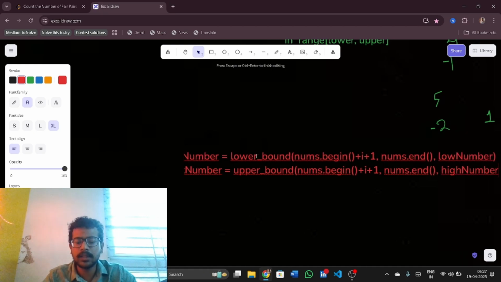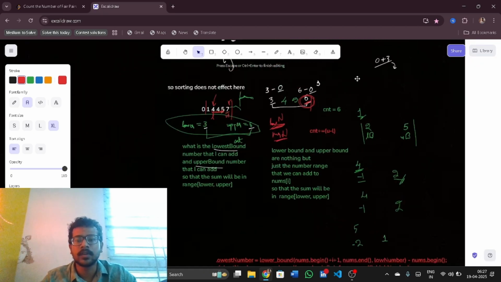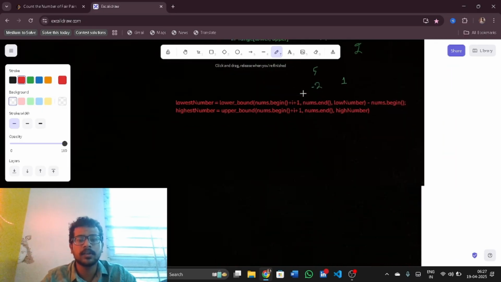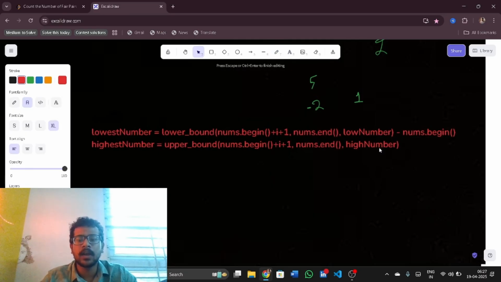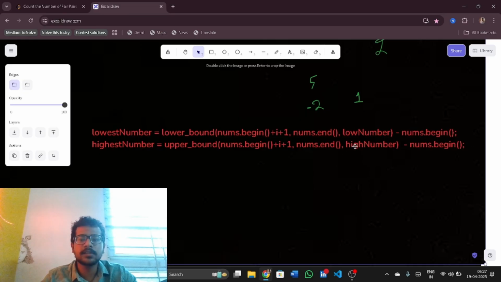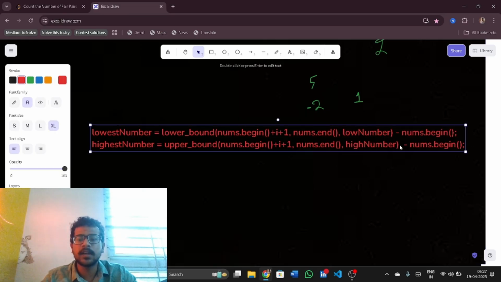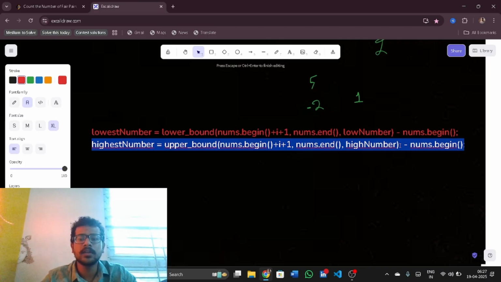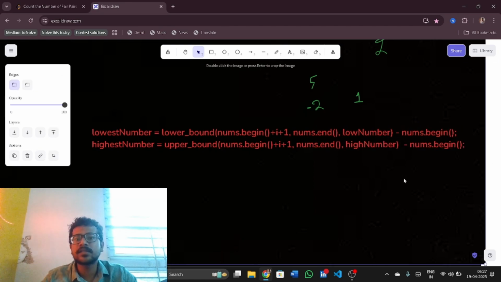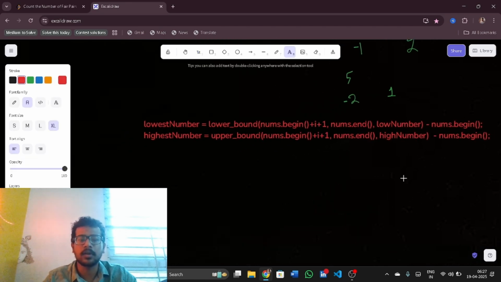High number is nothing but this number. So remember that this number is the low number, this number is the high number, right? High number minus nums dot begin. Why am I removing this nums dot begin? Because this lower and upper bound is nothing but an iterator, right? And if I remove nums dot begin, then I'll get the index where the highest number is.